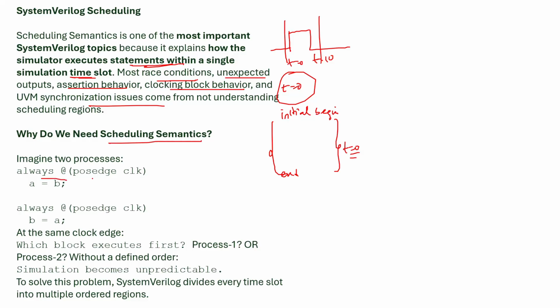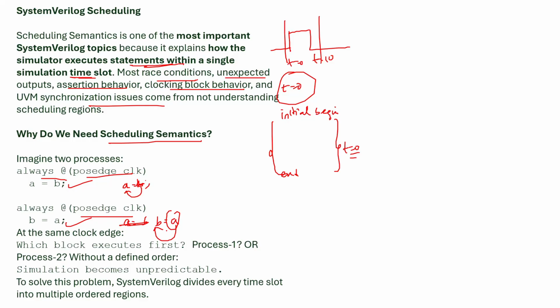See, always at posedge clock, some blocking assignment, and always at posedge clock, some blocking assignment. At the same clock edge, I am driving A equal to B. That means the B value is assigned to A. And then on the same clock edge, B equal to A. So the A value is assigned to B. That means whatever value I have, that value will be assigned to you, and whatever value you have, that value is assigned to me. That means swapping of two numbers is taking place.